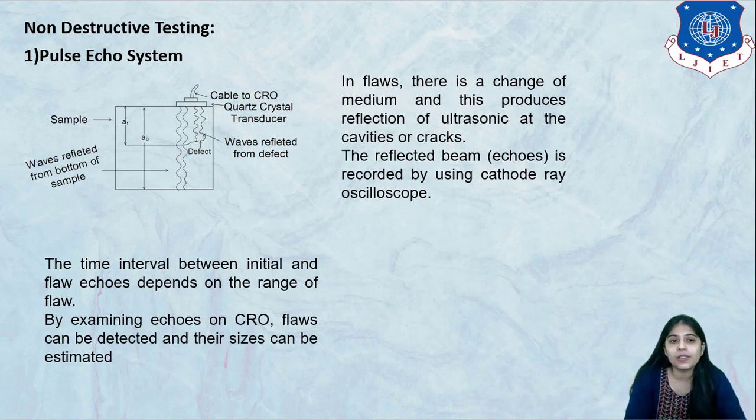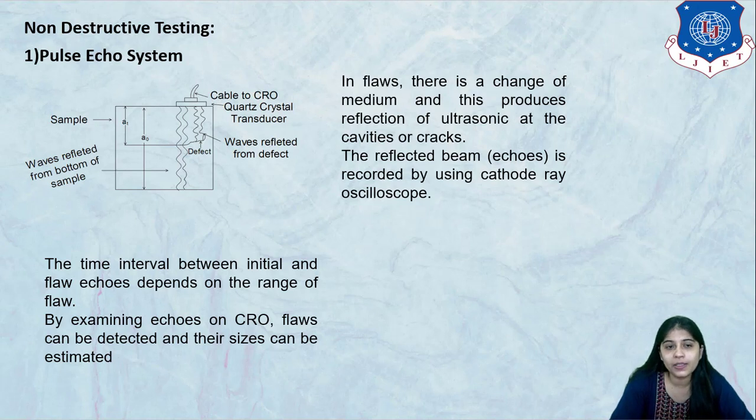As you can see in this diagram, a sample is being used, and there is a small hole in this sample, which is a defect. Suppose we want to identify this defect. First of all, we will be using a quartz crystal transducer. With the help of a piezoelectric oscillator, there is only one transducer that will transmit as well as receive the ultrasonic waves.